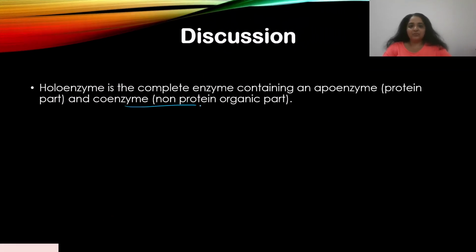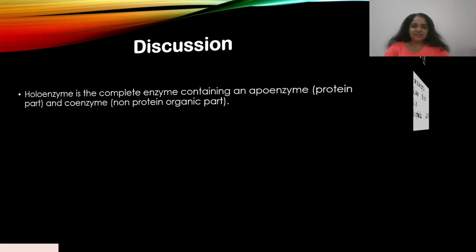Coenzyme is the non-protein organic part. And holoenzyme is the complete enzyme containing apoenzyme and the non-protein part. Clear? This is again a repeat of the previous question, so I will not discuss this further.